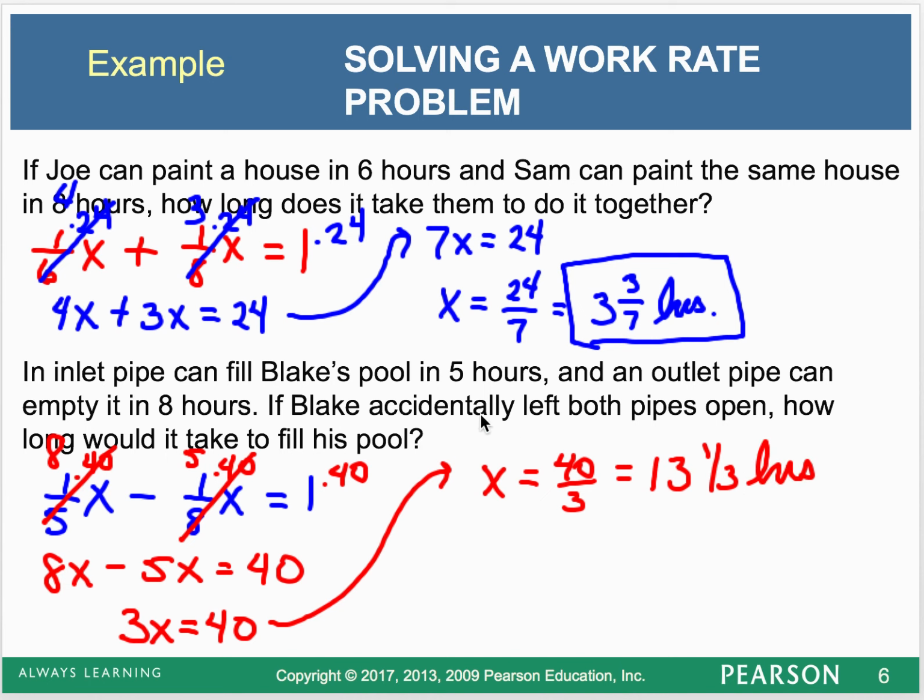Which again, if the pool can fill in 5 hours, it should be longer if you're at the same time running water out. So 13 1/3 hours to fill it now if you leave the drain pipe open.